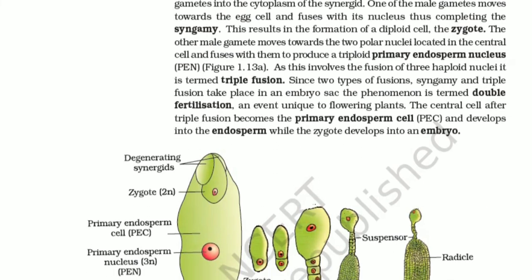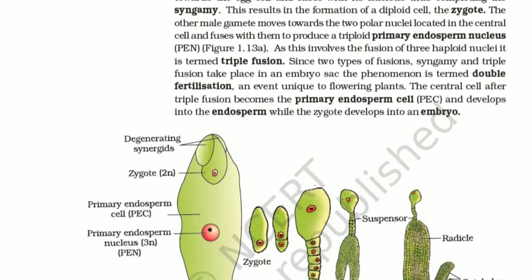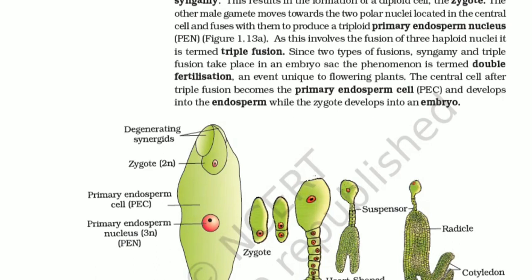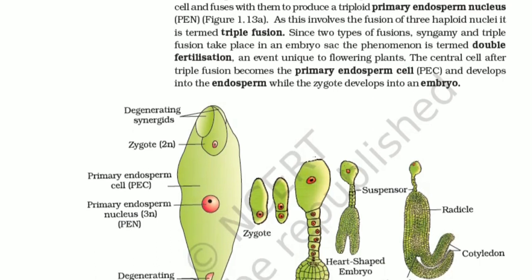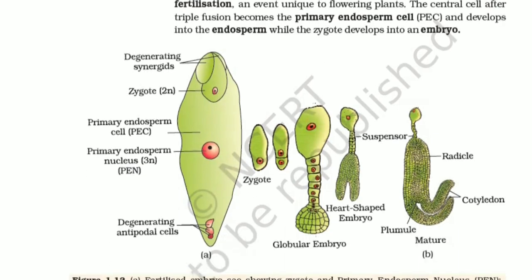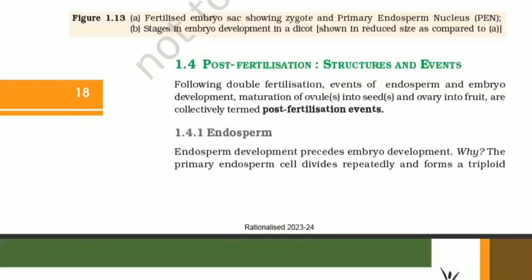Since two types of fusion, syngamy and triple fusion, take place in an embryo sac, the phenomenon is termed double fertilization, an event unique to flowering plants. The central cell after triple fusion becomes the primary endosperm cell and develops into endosperm, while the zygote develops into an embryo. 1.4 Post-fertilization structures and events.